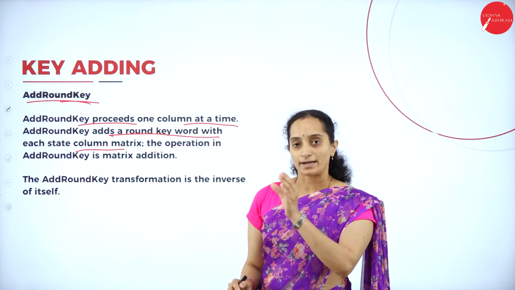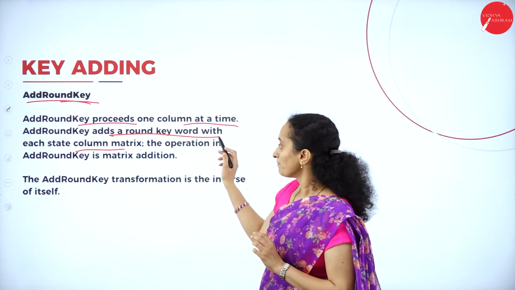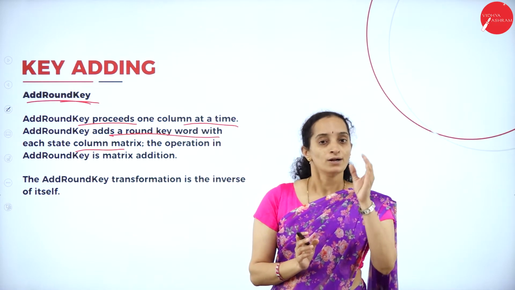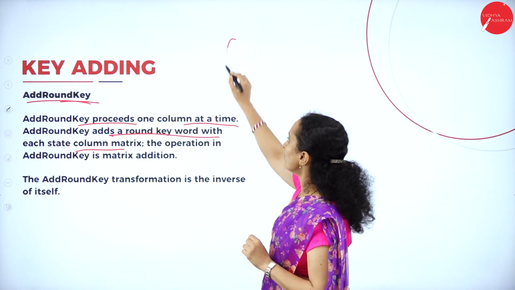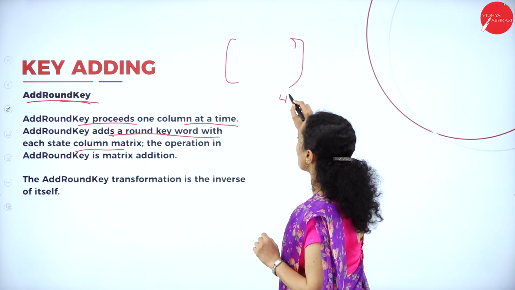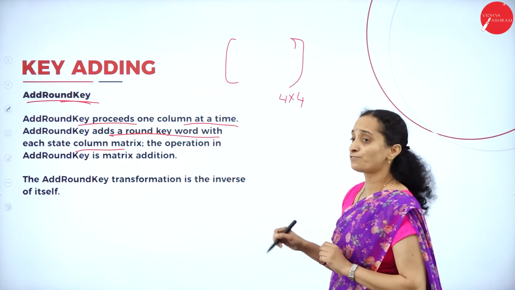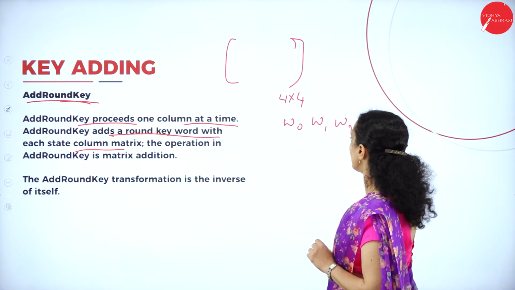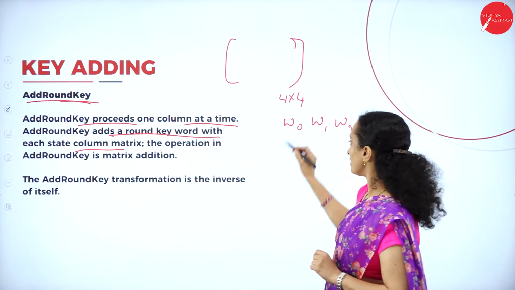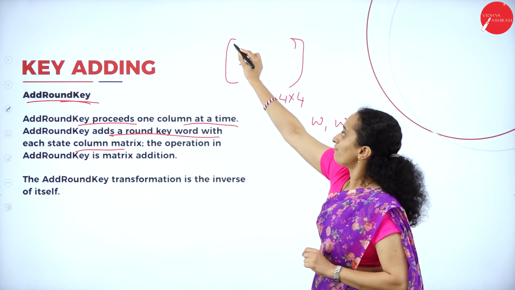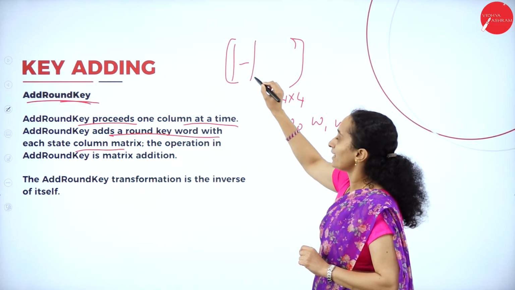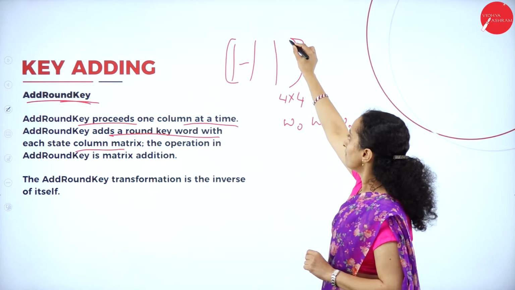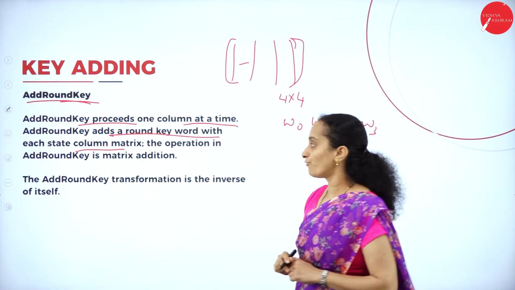For the state column matrix, each column is considered and the round key adds a word in the key to each column. As we know, the state is a 4 cross 4 matrix and each round key has 4 words. So adding the round key, W0 is added to the first column, W1 is added to the second column, W2 is added to the third column and W3 is added to the fourth column.